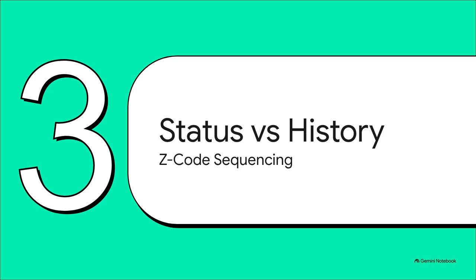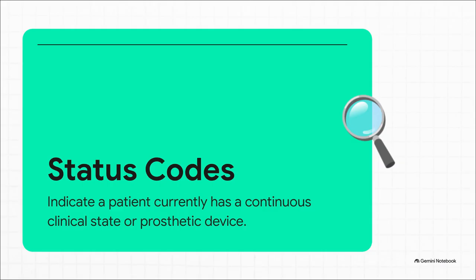Okay, let's shift to Section 3, status versus personal history. This third law is absolutely crucial for avoiding major audit flags. It forces coders to clearly distinguish between what is happening to the patient right now versus what happened to them in the past. So first up, we have status codes, which live in categories Z93 through Z99. A status code indicates that a patient currently has a continuous clinical state or a prosthetic device. We're talking about an active, present state that is informative and directly affects their ongoing treatment.